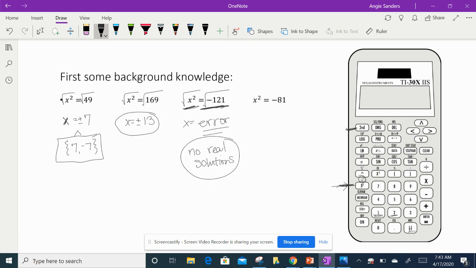But the nice thing about it is when you see that calculator tell you error message, that's another hint that there's no solution. So looking at the last one, without doing any work, we can say that this is a no real solution because it's an x squared equal to a negative number.